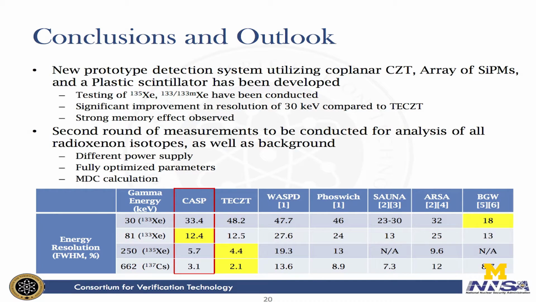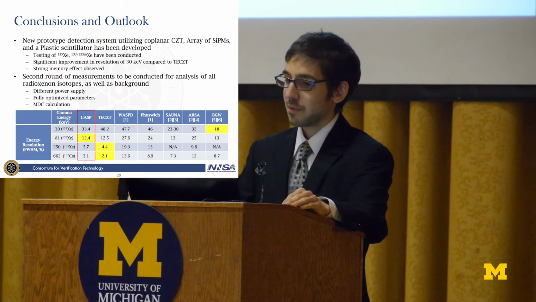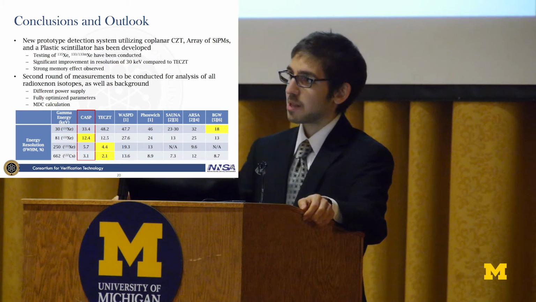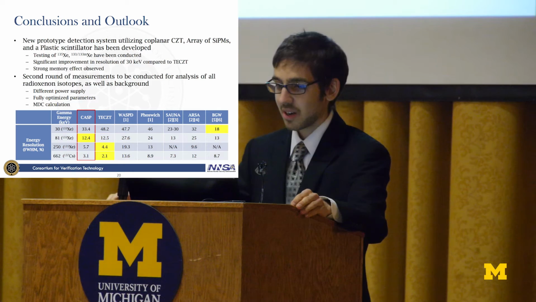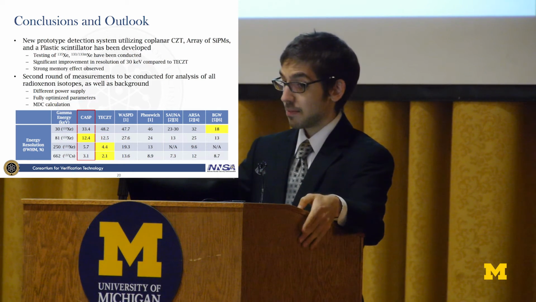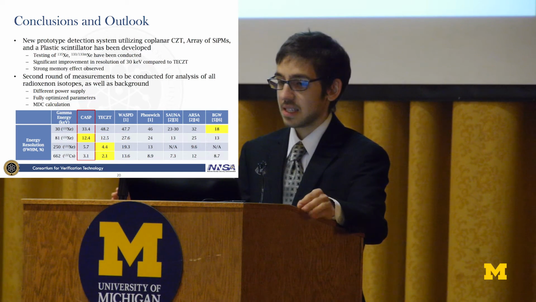So just some concluding thoughts. We have designed a new prototype detection system that utilizes coplanar CZT, an array of SiPMs, and a plastic scintillator. It shows promising results as far as beta-gamma coincidence detection is concerned. We've tested xenon 135, 133, and 133M. We've optimized various parameters such as trimmer settings, gain, and coincidence timing window. We've seen a significant improvement in resolution, 30 keV, in comparison to our TE-CZT system.